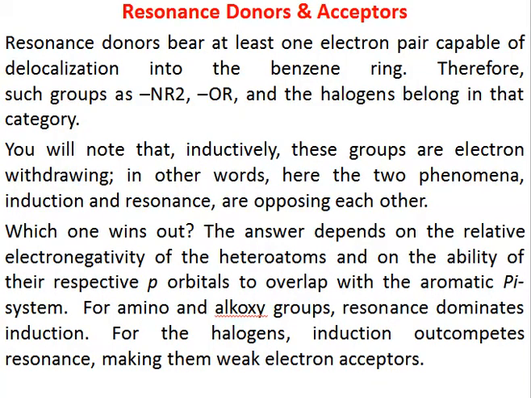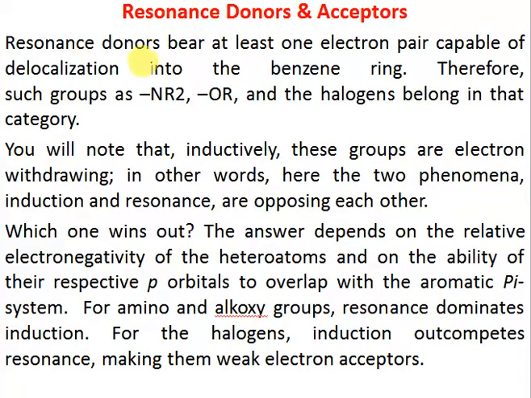Next we have groups which can donate or accept electron density with respect to their resonance effect, right? In order for a group to be a donor with respect to resonance, it is necessary that the group must have at least one electron pair capable of delocalization, right? So if any group has to serve as an electron donor with respect to resonance, it is compulsory that it must have at least one lone pair, right?